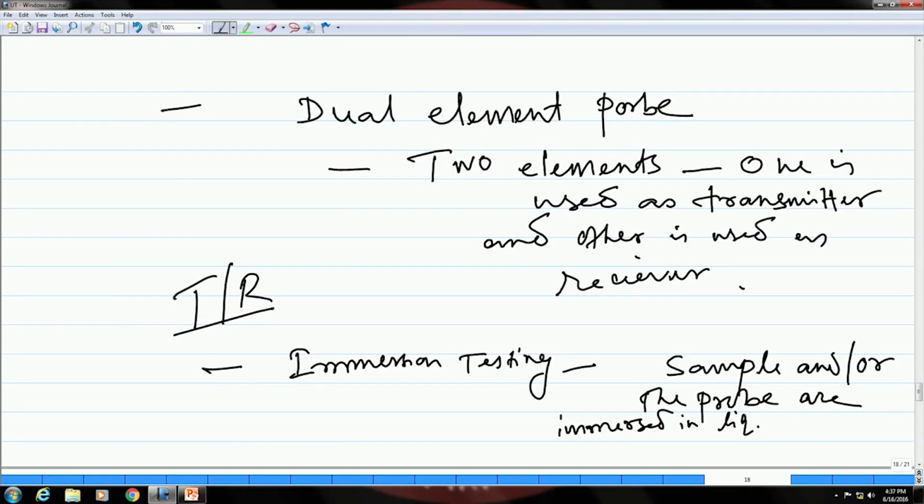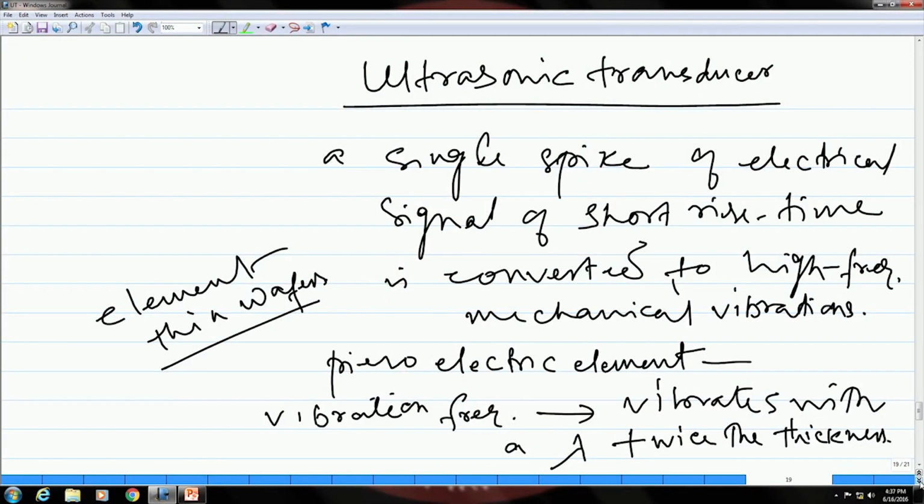So, this is how the dead zone can be taken care of, and then we started talking about these ultrasonic transducers: what the components of a transducer are and how the ultrasonic pulses are generated. In an ultrasonic transducer, you supply a single spike of electrical signal, and you convert it into high frequency mechanical vibrations or these ultrasonic pulses. That means this is a property which converts electrical energy into mechanical vibration, and as you all know, that is known as piezoelectricity.